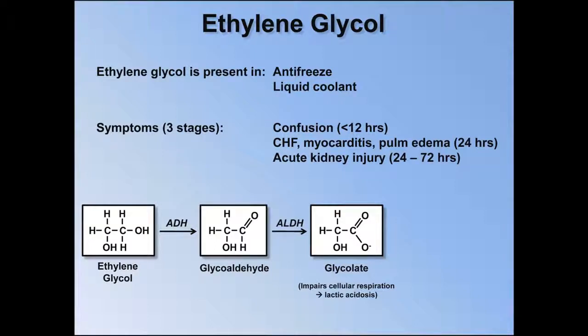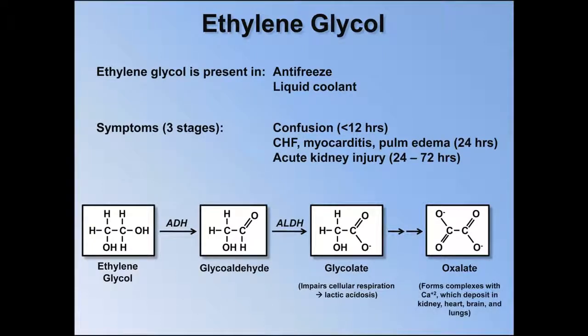Finally, after several additional steps, glycolate is metabolized into oxalate. Oxalate forms complexes with calcium, and these complexes are deposited into the kidney, heart, brain, and lungs, and is responsible for all of the pathologic features not attributable to the lactic acid. Ethylene glycol toxicity is diagnosed from levels directly measured in the blood, but strong supporting evidence includes the discovery of calcium oxalate crystals in the urine, which can be seen on light microscopy, and which is likely to be quicker to obtain than an ethylene glycol level.